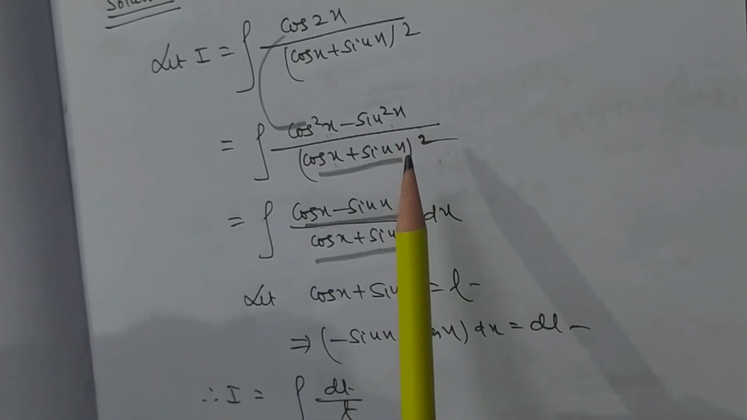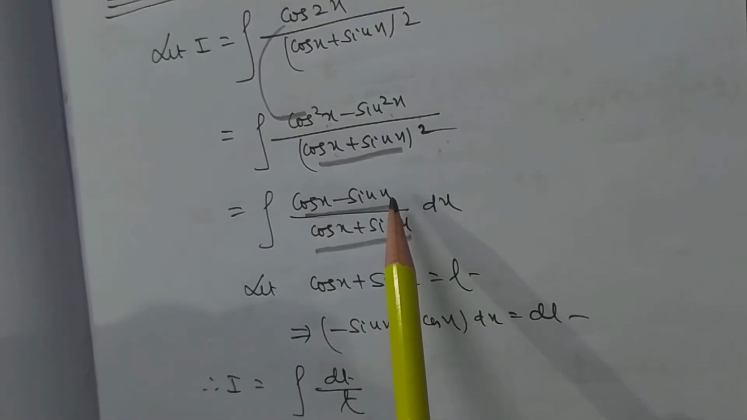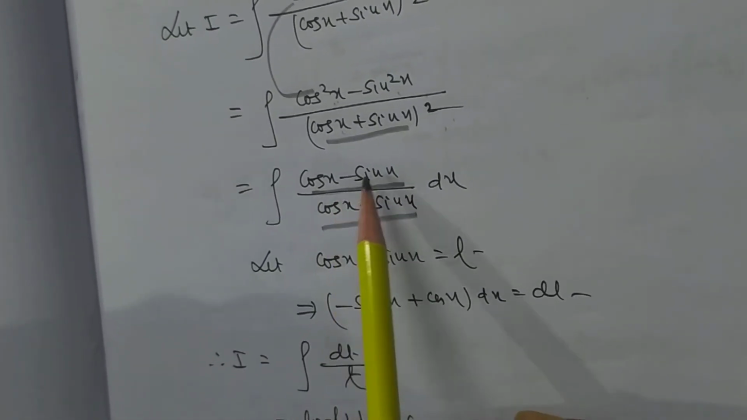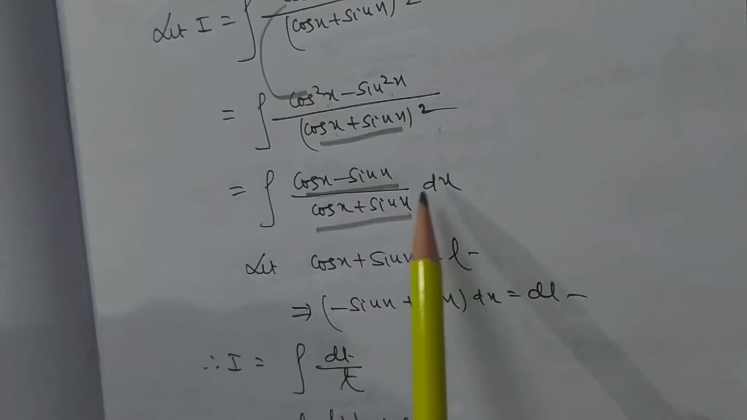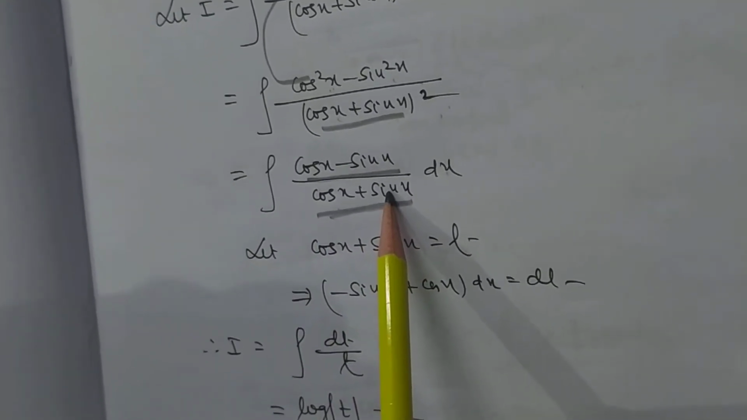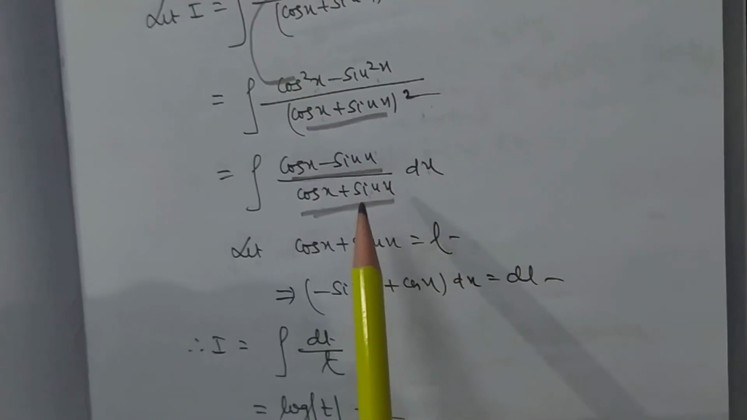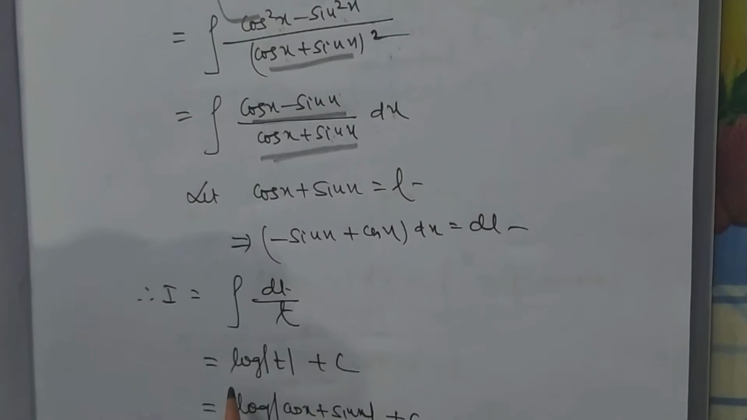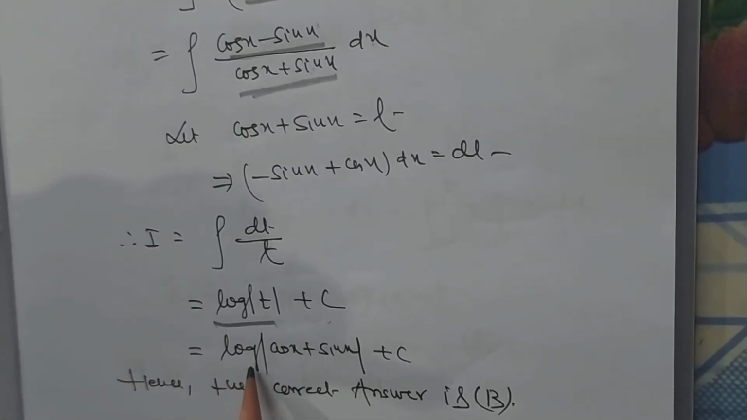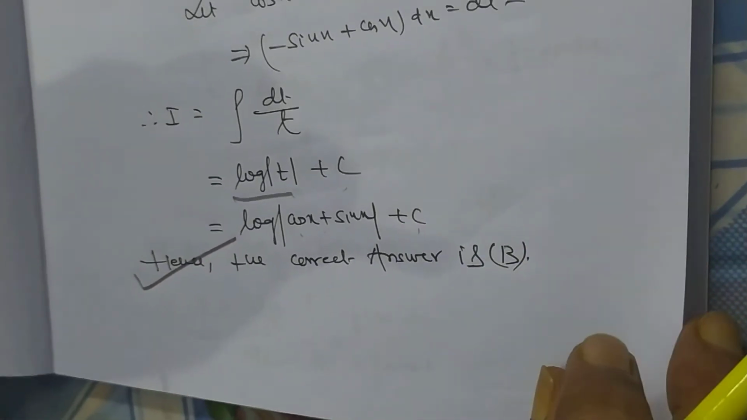That's why we do not expand here, to save time. For saving time, now it will be (cos x minus sin x) by (cos x plus sin x). It is on the well-known formula: denominator t, numerator dt. So the answer is log t, so it will be log mod t plus c, that is log mod (cos x plus sin x) plus c. So B is the correct answer.